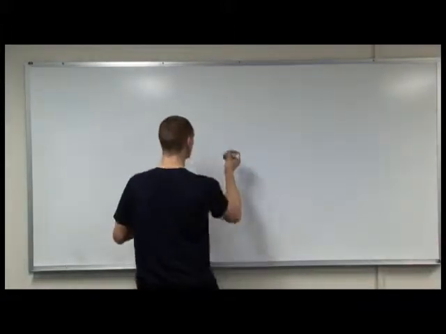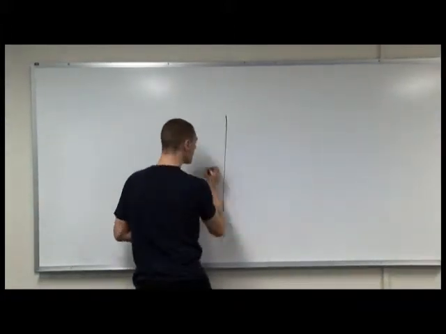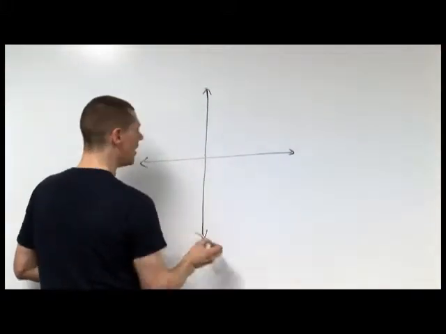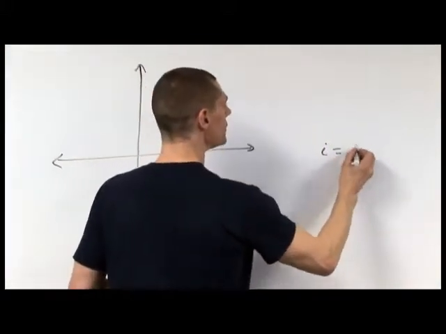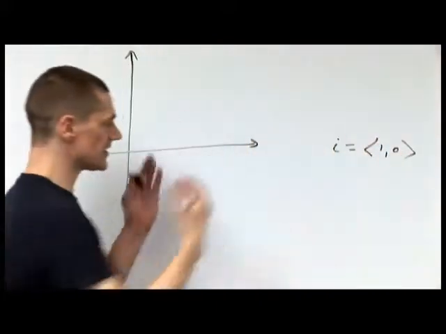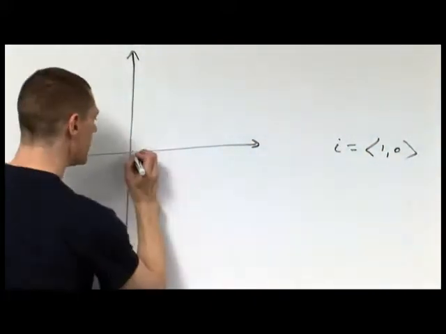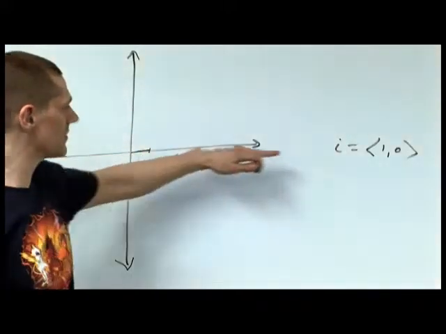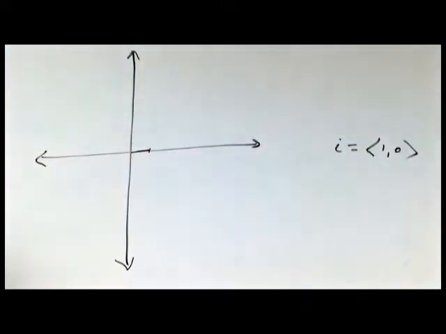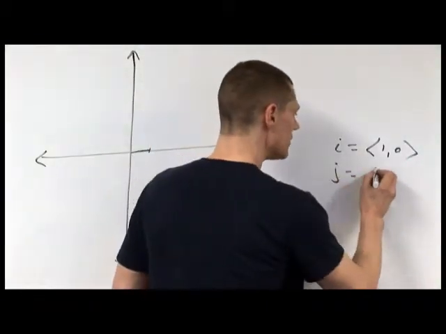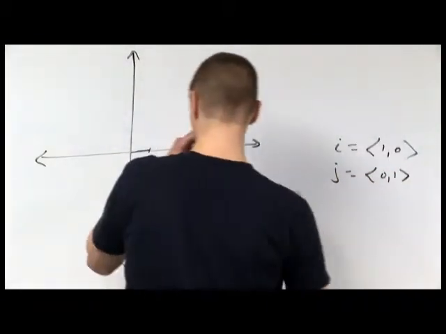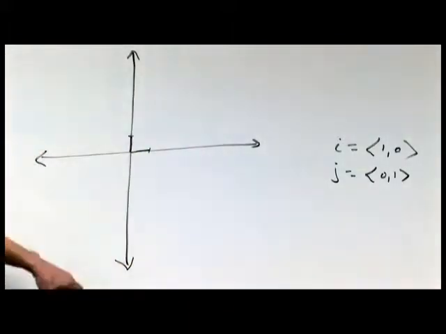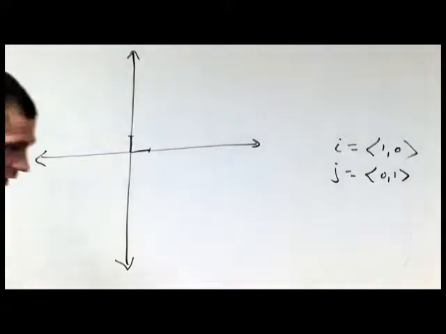Okay, more about vectors. We were just talking about unit vectors i and j in 2 dimensions. i is equal to (1, 0), and it's talking about directions along what we would call the x-axis. j is equal to (0, 1), and it's talking about going up and down along what we would call the y-axis.